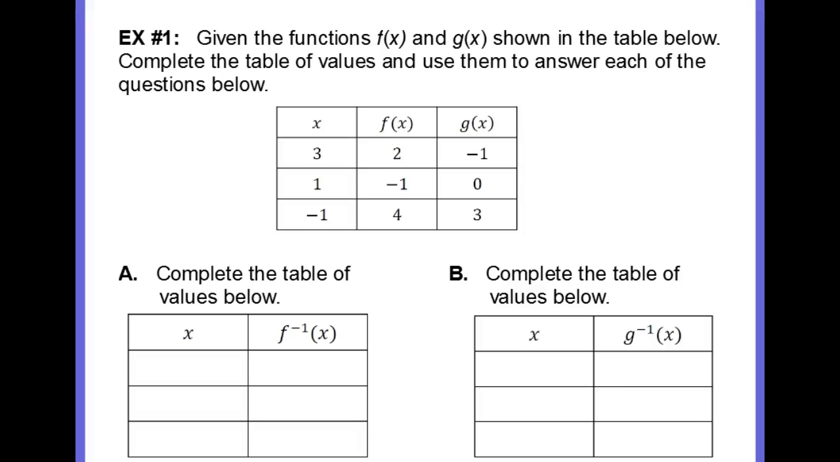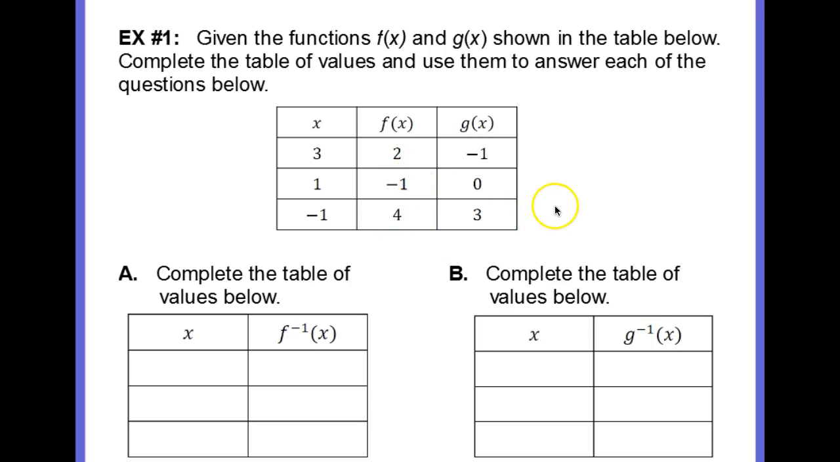Let's take a look at example 1, parts A and B. So in this example, they've given us a table of x values with outputs f of x and g of x for two different functions. So recall that when we find the inverse of a function, we're going to exchange the domain, the set of x values, and the range, the set of y values.